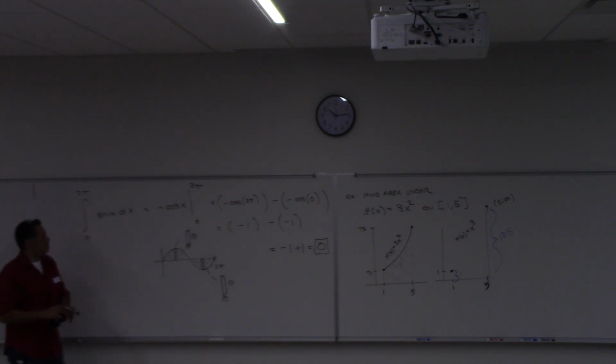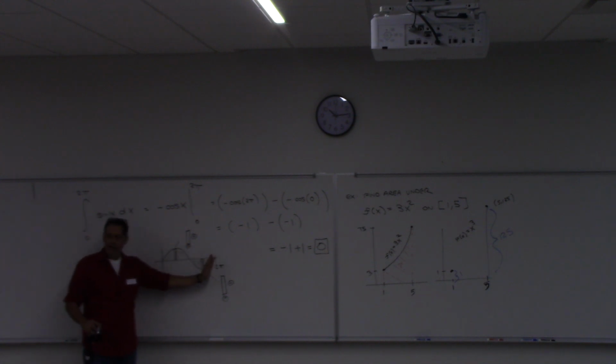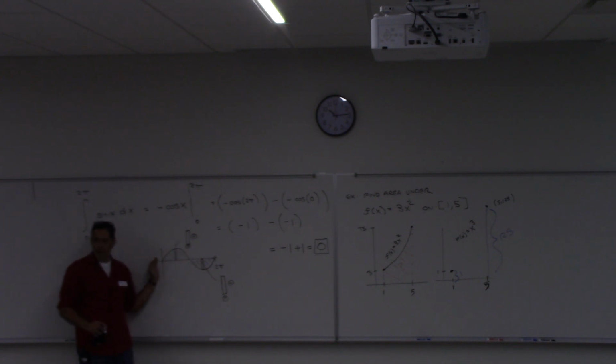So what we can use is our knowledge of the graph to say, instead of going from 0 to 2 pi, let's go from 0 to pi. And that'll give us the area of one, what we call arc of sine. And then from that, we could double it if we wanted the total area.